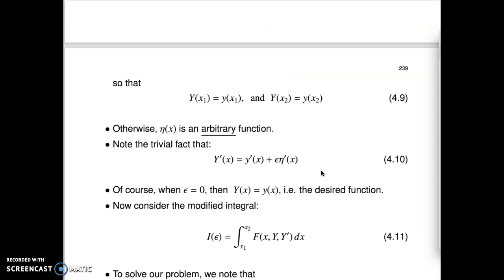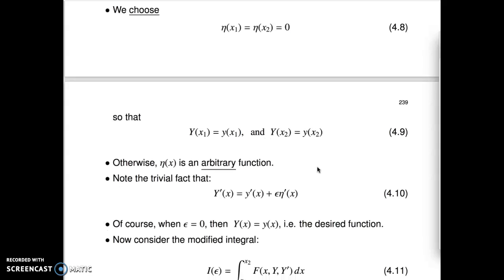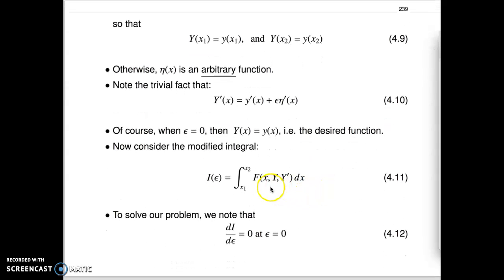Now, remember, big Y of course depends on epsilon. So epsilon is this arbitrary parameter that we still have. So when we evaluate this integral, we will get a single number, but it will depend on this value of epsilon, which is completely arbitrary. So the integral will depend on epsilon, and the left side of this equation is just the integral as a function of epsilon.